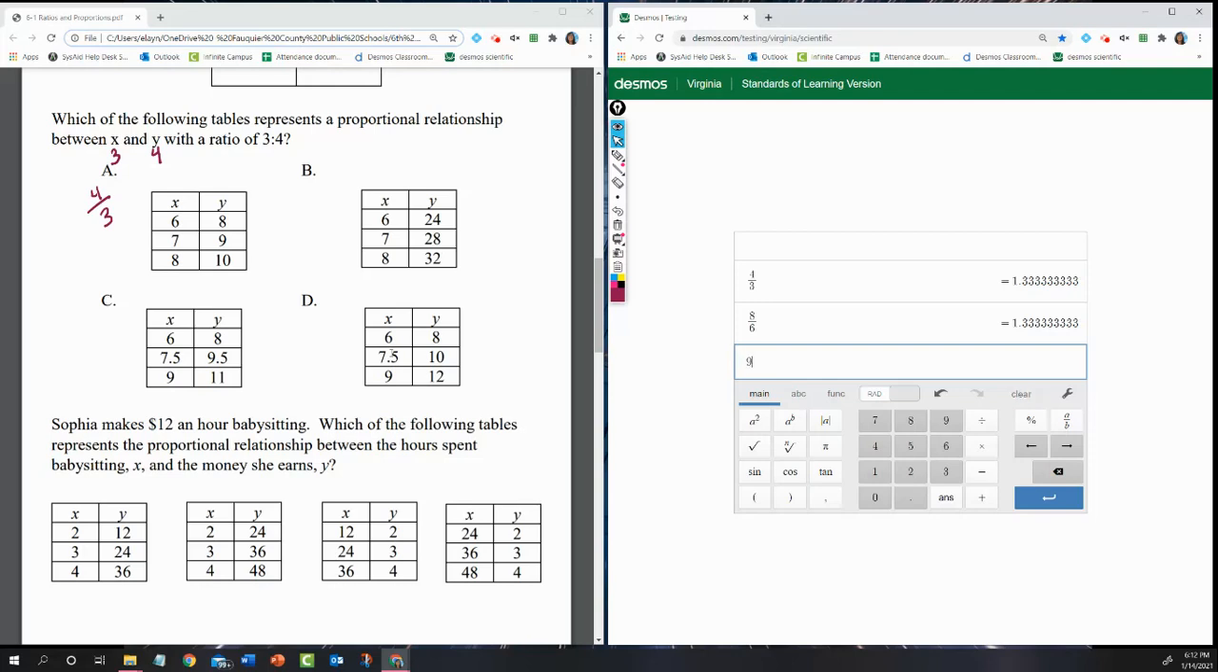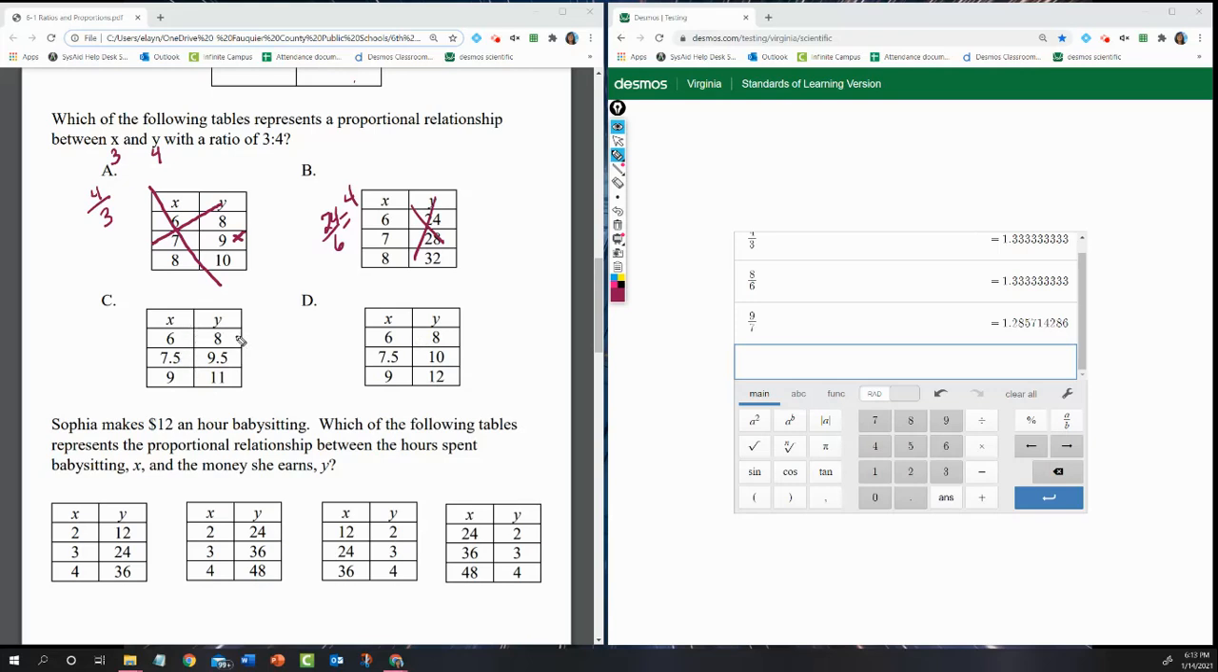So we're going to take 9 and divide by 7, and that equals 1.285. So that is not correct, and therefore this whole thing is not a proportional relationship to the ratio of 3 to 4. Let's look at this one right here. This one, we're going to take 24 and divide that by 6, and that equals 4. So that doesn't match at all with 1.3 repeating, so we can move on to the next table.